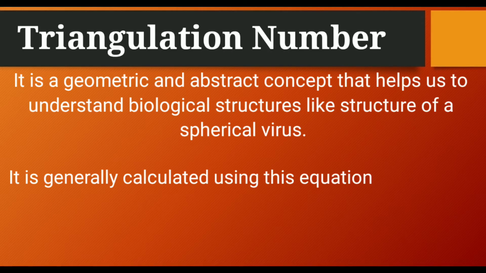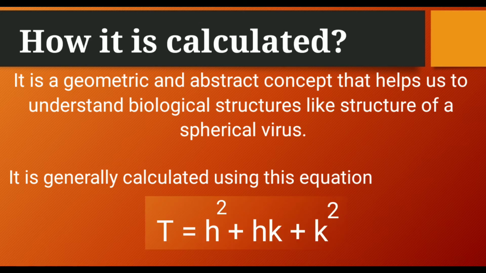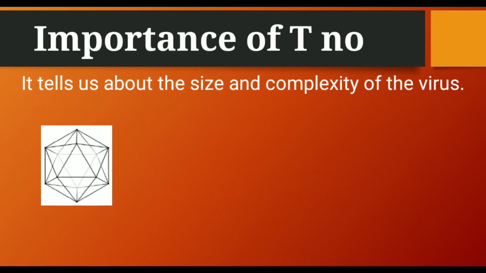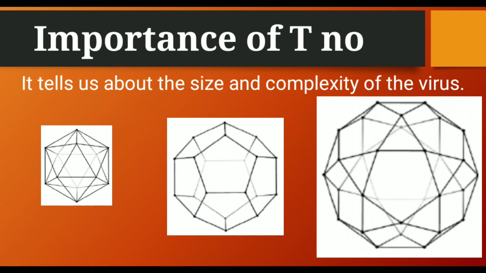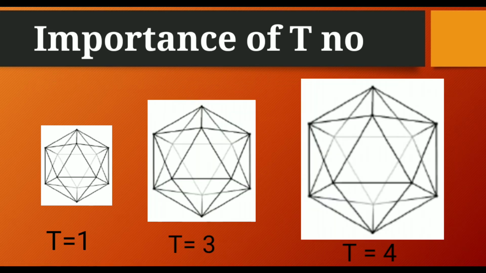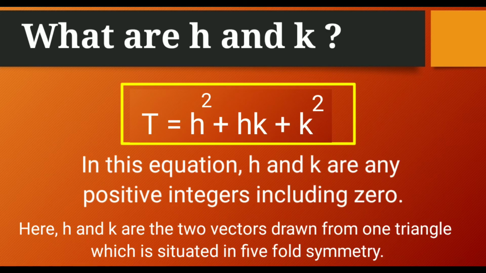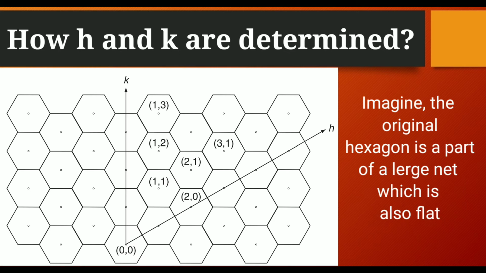Now moving to the next topic, the triangulation number or T number. It is calculated using this equation. It tells us the size and complexity of the virus. For example, T1 and T3 viruses. Here, T3 is larger than the T1 virus and it is more complex than T1 also. In this equation, h and k are any positive integers including 0. But how will you know the values of h and k?